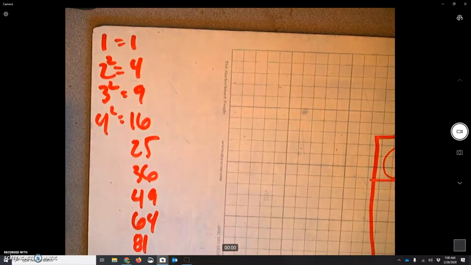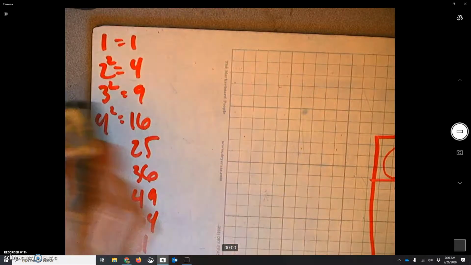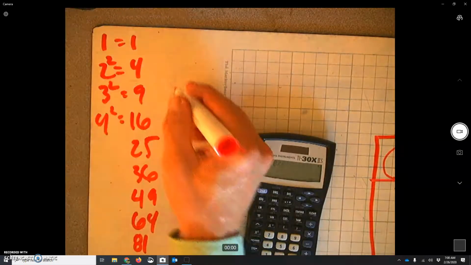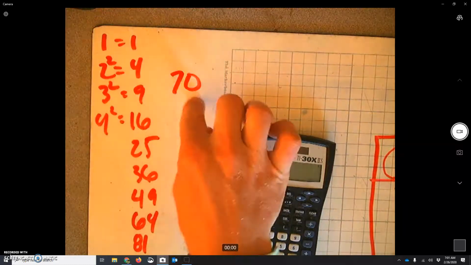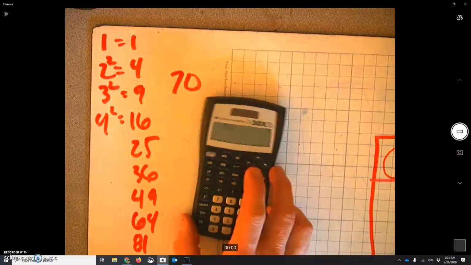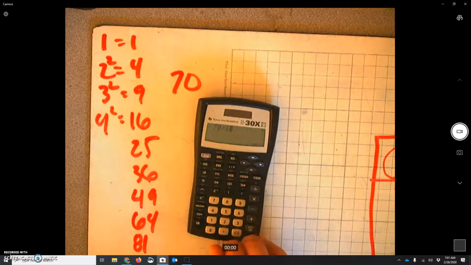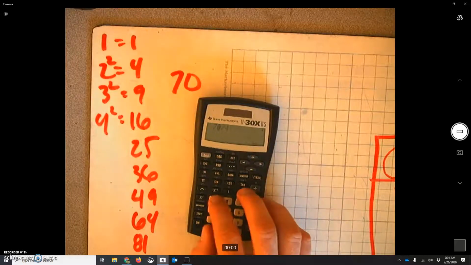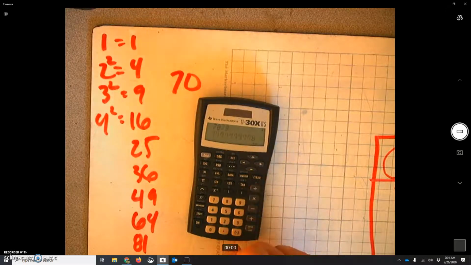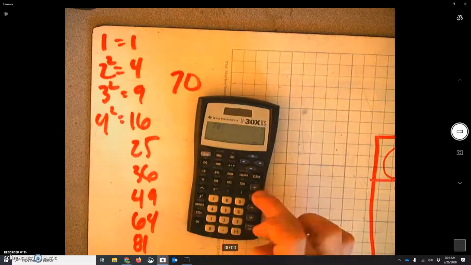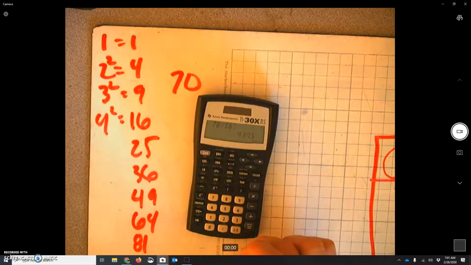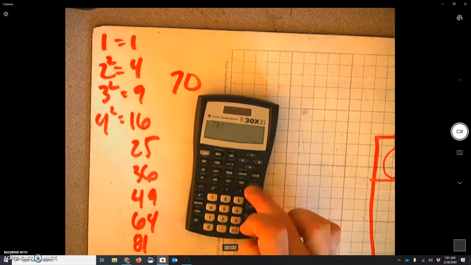Okay. Now, we have 70. So let's write it here. So just start with 70, divide by these numbers, and see if anything goes into it whole. So 70 divided by 1 is 70. 70 divided by 4 is a decimal. So we're not doing it. 70 divided by 9, decimal. 70 over 16, decimal. So nothing goes into it whole yet.